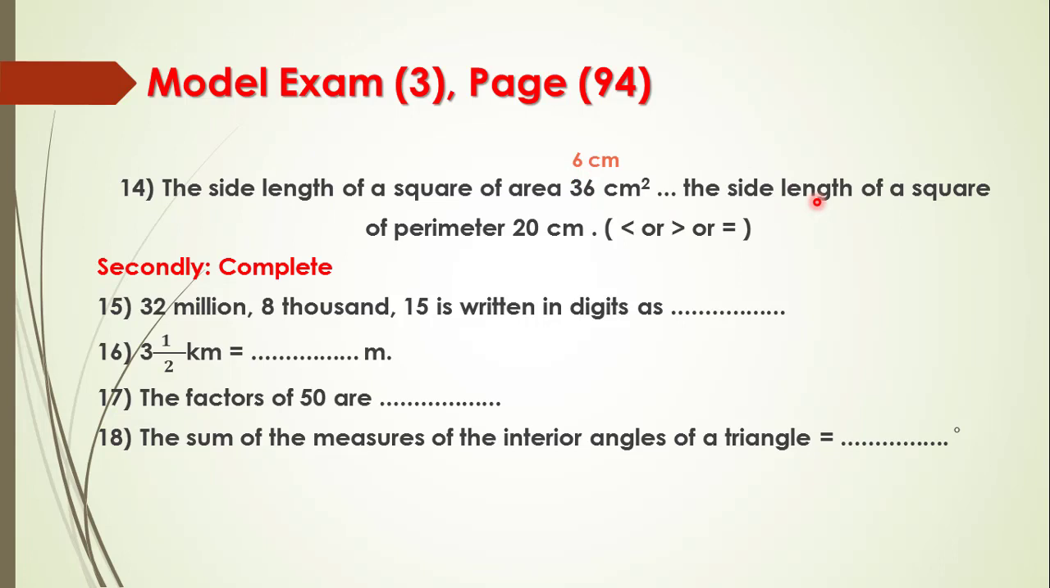Okay, what about the side length of a square of perimeter 20? Perimeter of a square means 4 times side length. Means 4 times what equal 20. 20 divided by 4. So 5. Okay, so here we have 6 centimeters and here 5 centimeters. So I'll choose greater than. Number 15. We want to write this number together.